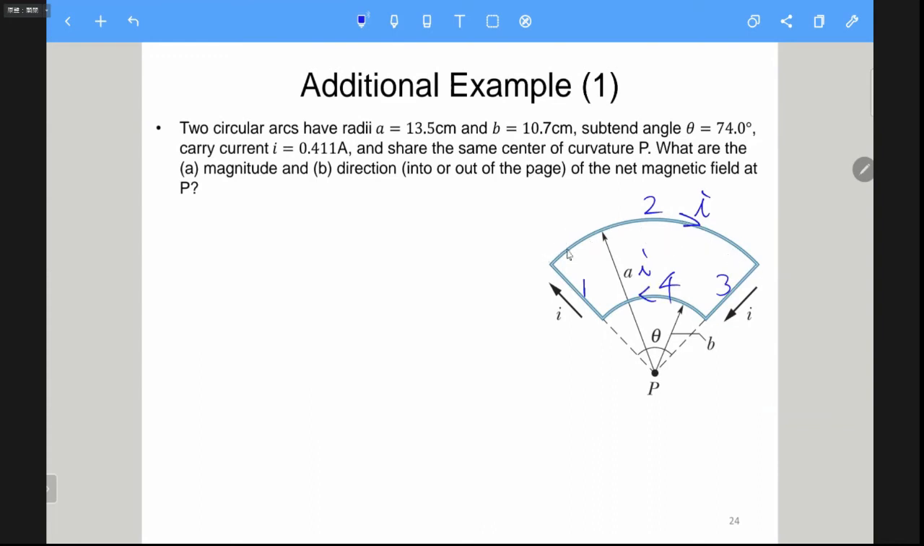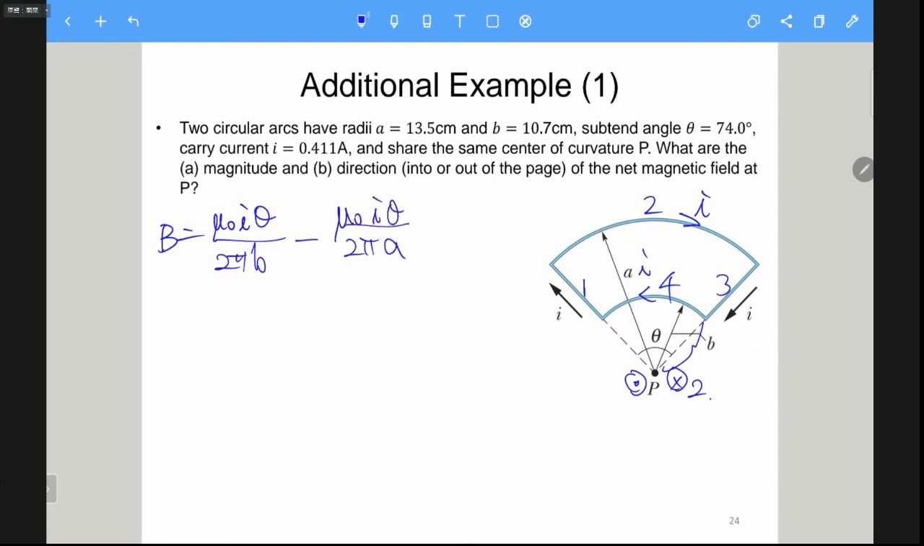for part 2, the magnetic field is pointing into the page. But for part 4, it is pointing out of the page. And the distance from part 4 to the center is smaller. So you can also imagine B4 will be larger than B2. B is nothing but mu 0 I theta over 2 pi B. B is smaller, so the whole term will be larger. And then minus mu 0 I theta over 2 pi A.